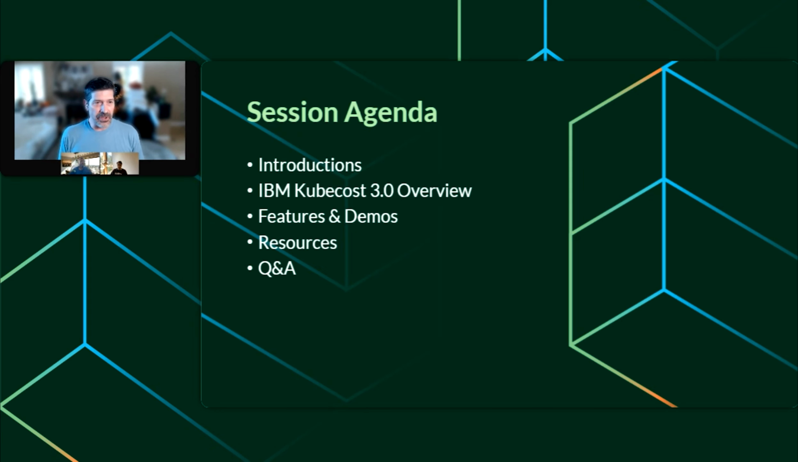Today's agenda is pretty straightforward. I'm going to introduce your speakers. We're going to provide an overview of IBM Kubecost 3.0, our biggest release yet. It is now GA and available for everybody to use. We're going to go through features and demos that are new to Kubecost with this 3.0 release, provide you with some resources that you can take home and leverage, and then answer any questions that you might have.